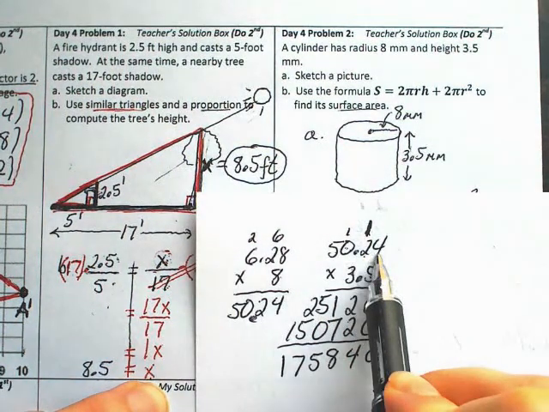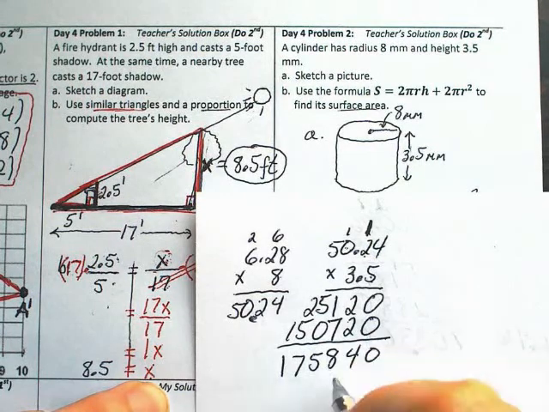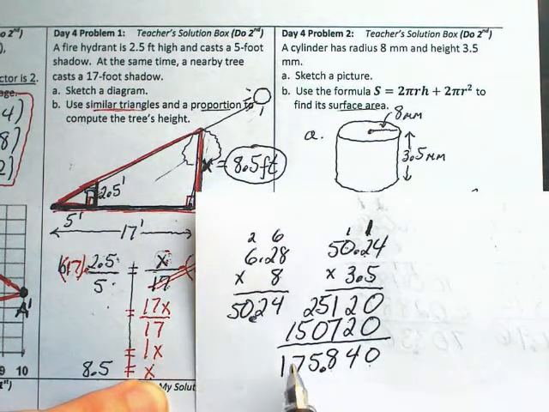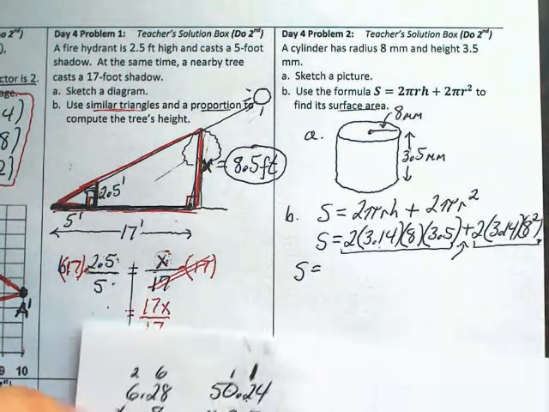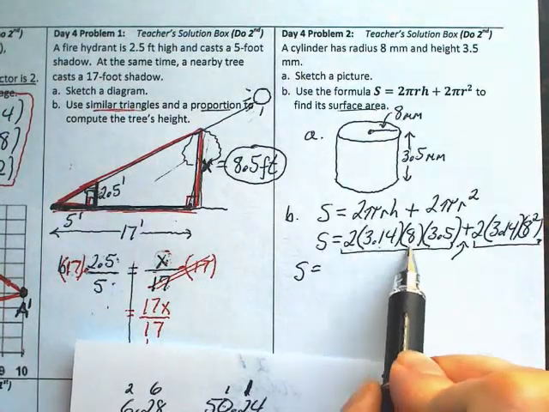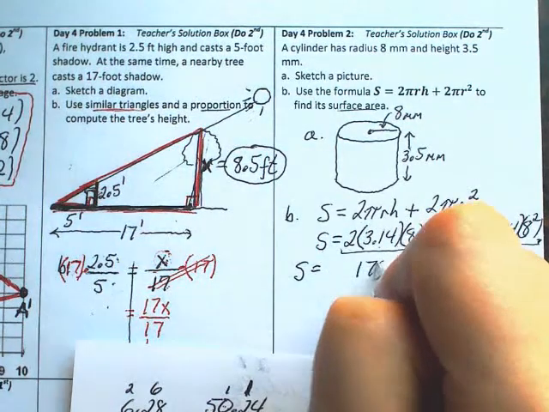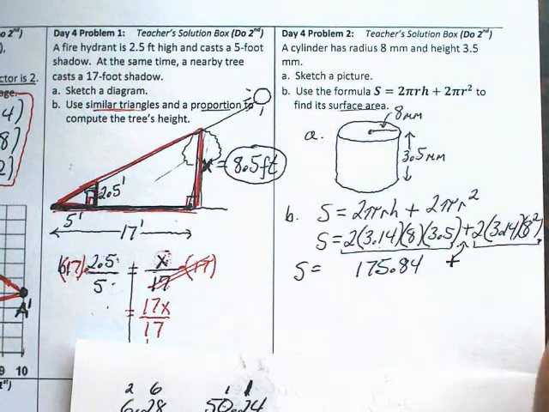There are 1, 2, 3 digits to the right of the decimal in the problem. And so in our answer, if we put the dot here, there will be 3 digits to the right of that dot. And that result is 175.84. Okay. So this first part, when all multiplied together, makes 175.84.